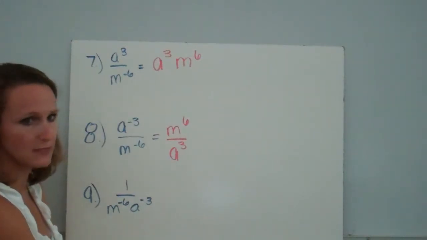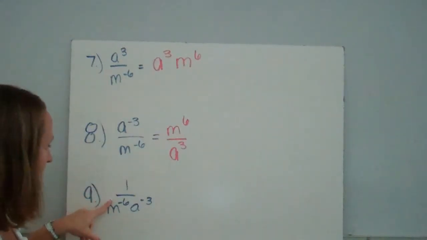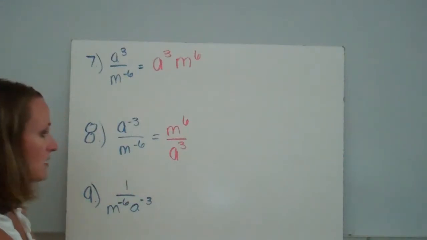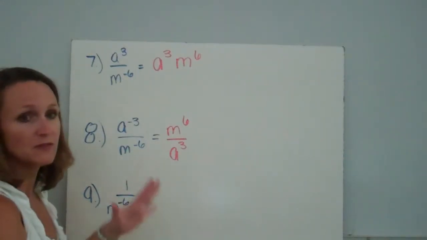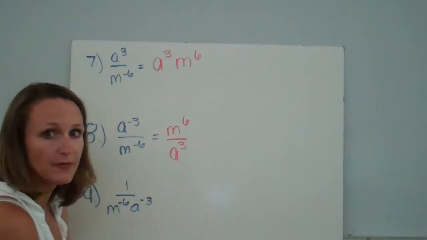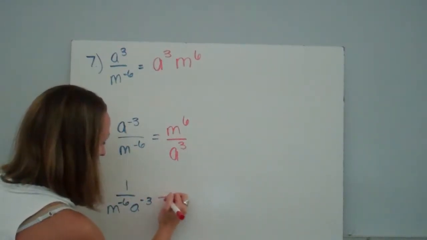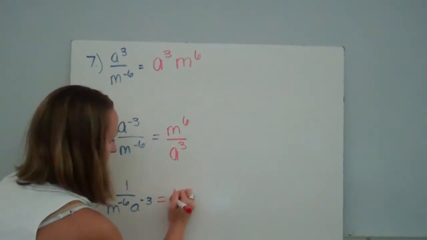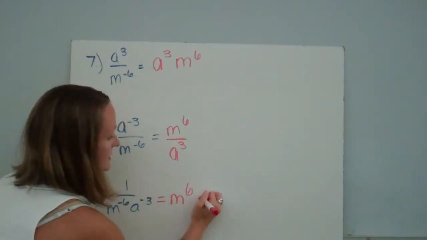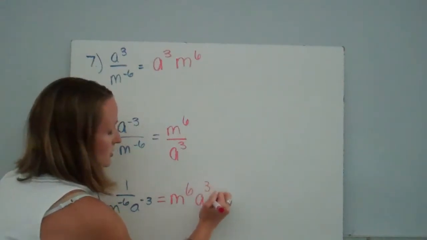All right, one more example. 1 over m to the negative 6, a to the negative 3. Lots of negatives, all in the denominator. Where do I want them to go? Up. So my 1 can kind of go away because it's just a 1, and this becomes m to the 6th, a to the 3rd.